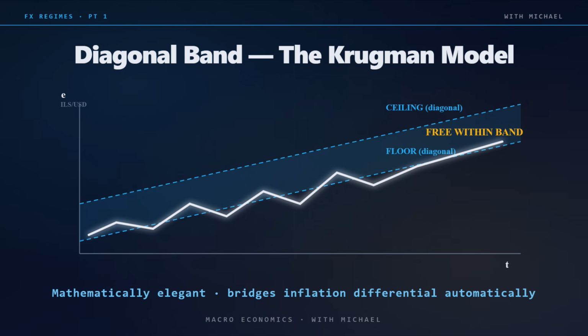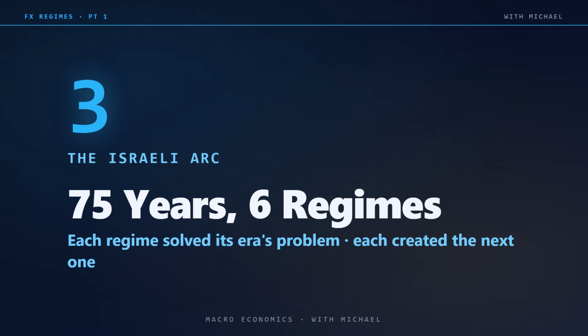This was the era of the so-called crawling peg, a system where the rate was allowed to slide gradually, in a controlled way, against the dollar. The crawling peg was supposed to provide some stability while accommodating ongoing inflation.